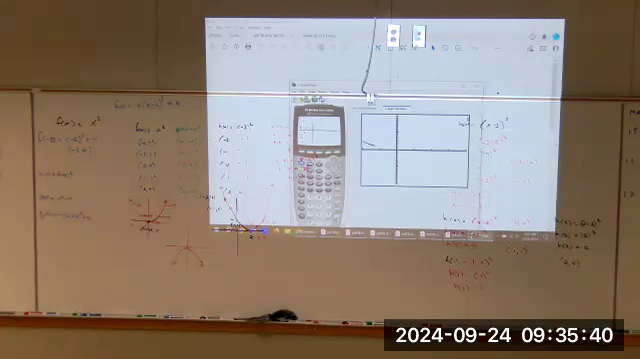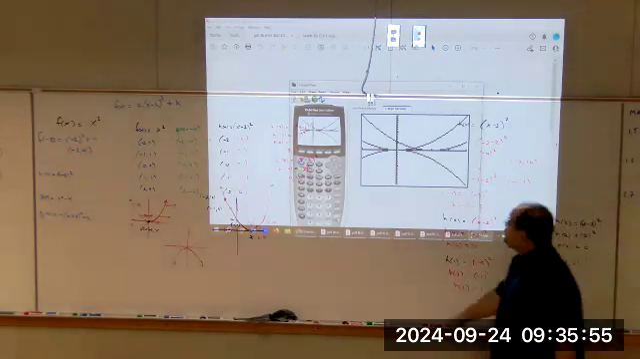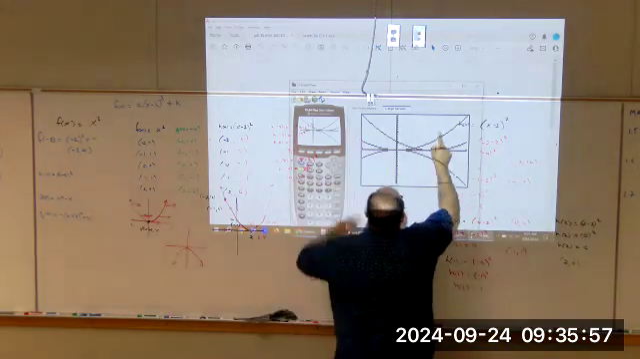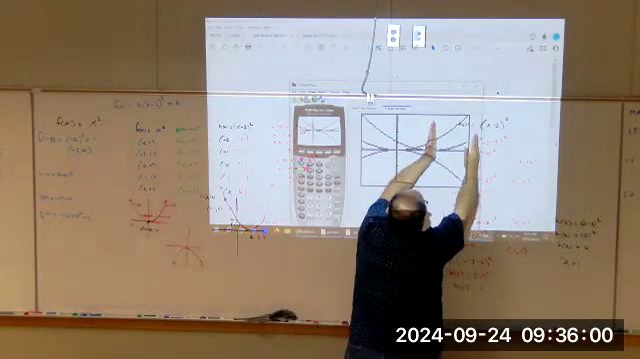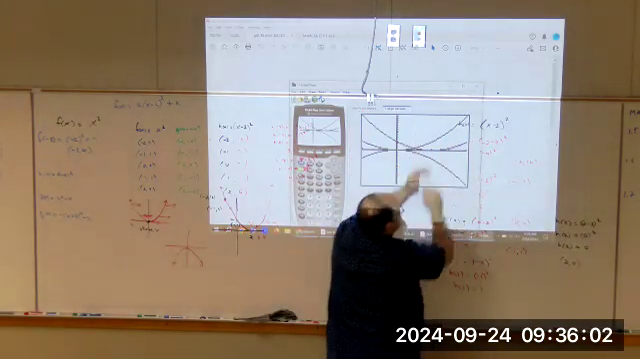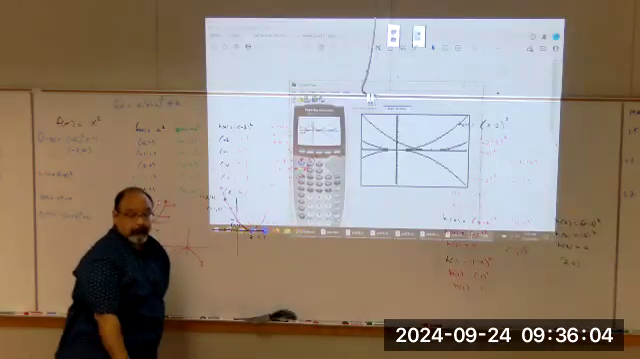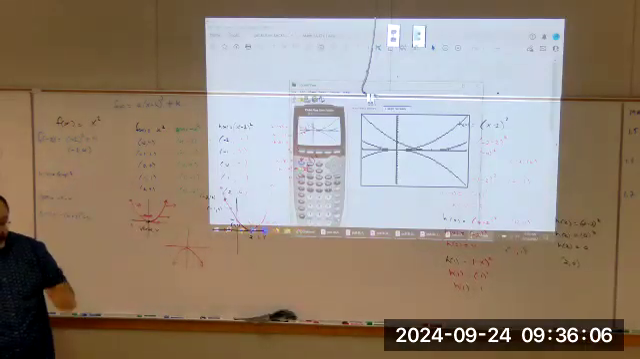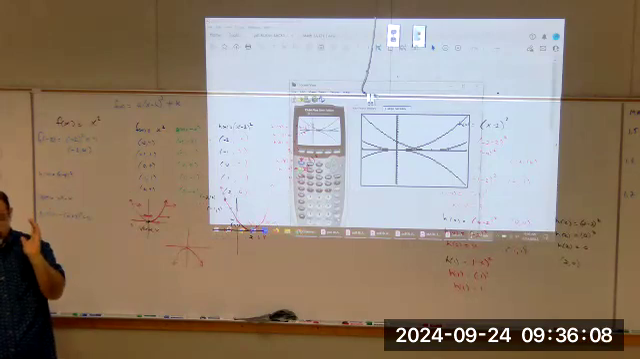So here's the first parent graph. There's the upside down -x². And then here's the shift to the right. It's this same graph, but everybody's been shifted to the right 2 units. If it's inside with your X, it's a horizontal shift.